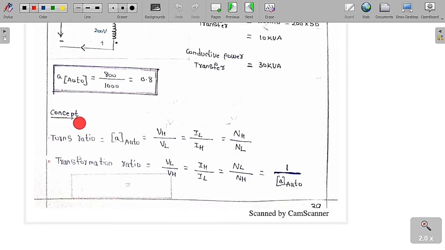Now listen carefully, this is the concept. The auto transformer turns ratio, as I have already told you, is VH by VL is equal to IL by IH is equal to NH by NL. But what is the transformation ratio? The transformation ratio is the reverse of the auto transformer turns ratio. So let's take the reverse of this: VL by VH is equal to IH by IL is equal to NL by NH. It is the reverse of the auto transformer turns ratio. So the turns ratio of the auto transformer is VH by VL is equal to NH by NL is equal to IL by IH, whereas the transformation ratio is the reverse, which is VL by VH is equal to IH by IL is equal to NL by NH is equal to 1 by the auto transformer turns ratio. The turns ratio of the auto transformer can be lesser than 1 or greater than 1.